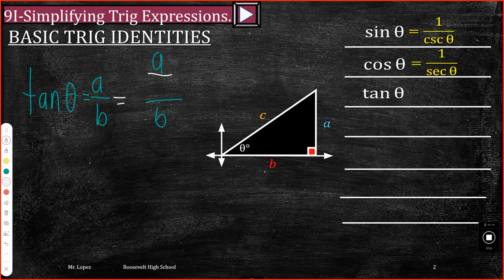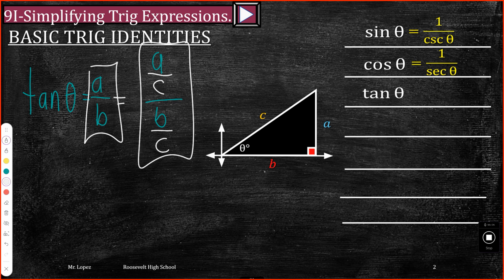Is this true? Is A over B equal to this? Yes or no? Is A over B equal to that right there? Yes or no? Anybody? Yes. Why is it? Cancel the C out. Cancel out the C's and you get A over B. Yes. Now, why did I do that?